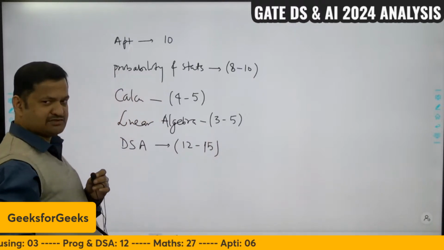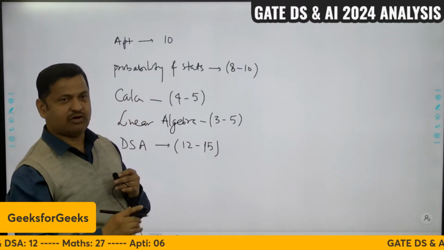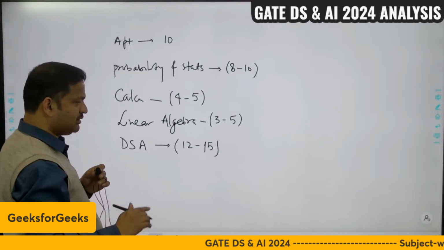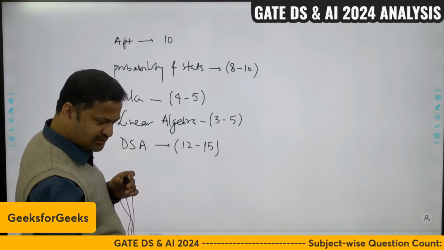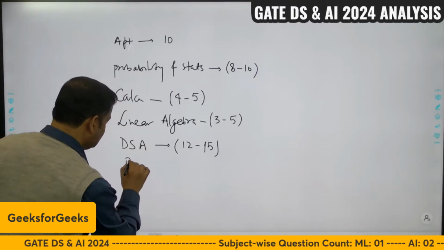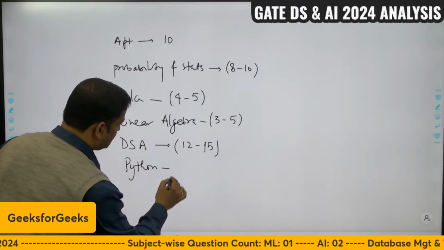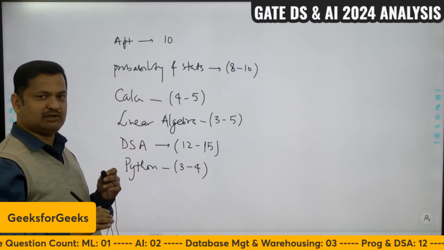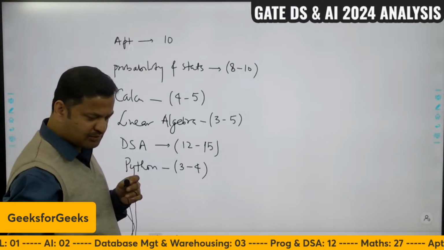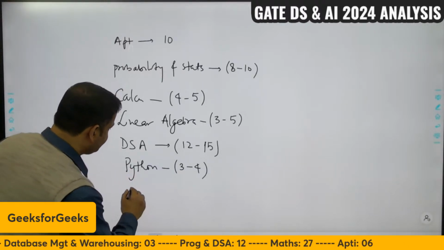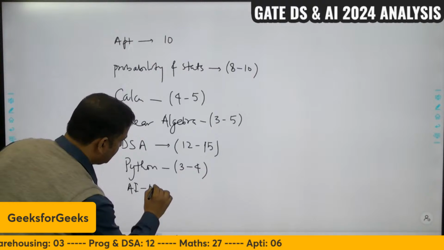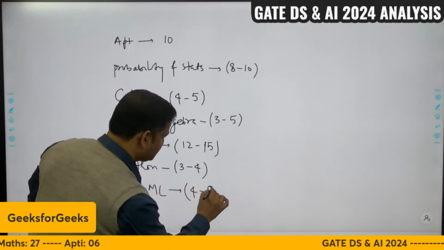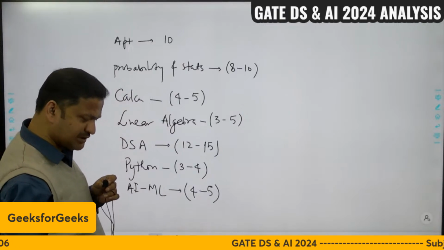We received a few questions that were incomplete, so we have not considered discussing them because we are not sure; they have some missing content. Now from Python, there were a total of 3 to 4 questions, and most of them were based on finding the output. From AIML, there were only 4 to 5 questions, and they are very basic, based on theoretical aspects.